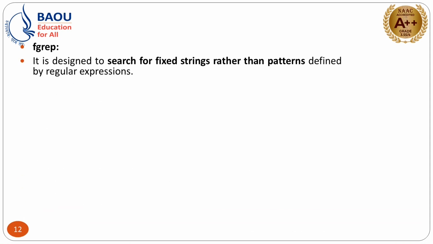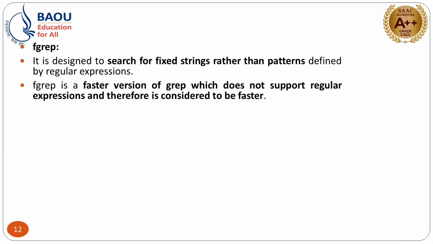Now next is fgrep, that is the fixed search string that you want to search, other than the patterns. If you are comparing grep and egrep, fgrep is faster in processing. Why? Because grep and egrep are searching for specific patterns. That means whatever patterns or symbols you are using have some special meaning.